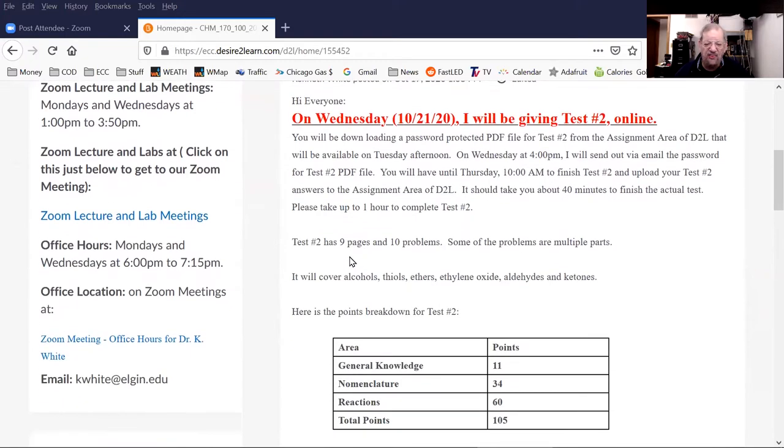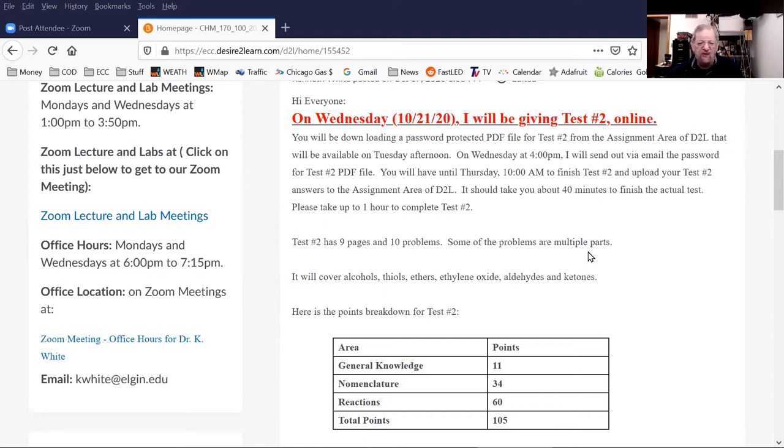It has 9 pages, 10 problems. Some of the problems are multiple part. In this school, in this class, I've never given a multiple choice test. Even in general chemistry, I only put max 6 multiple choice, 8-10 points on a 100-point test. Dr. White doesn't like multiple choice, personally or for my students.